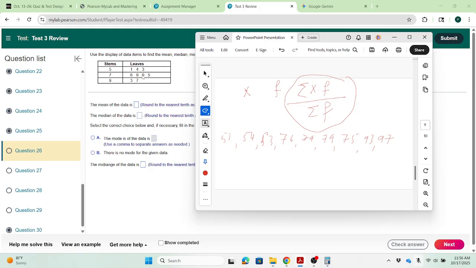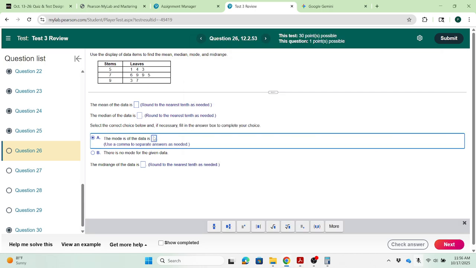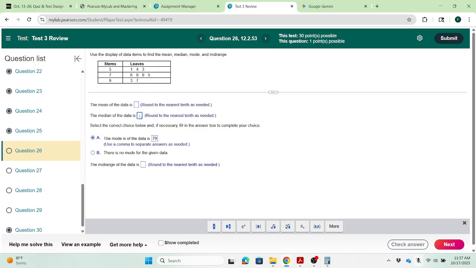Okay, the mode is the most repeated one, like 79 and 79, it's repeating twice. So that's the mode, no problem. Nothing is repeating more than twice than 79, so the mode is 79. Median is the middle one, so as you can see here, the middle one is 3, 4, 5, 6, 7, 8, 9. So the middle one is the fifth one, so that is 79 as well.